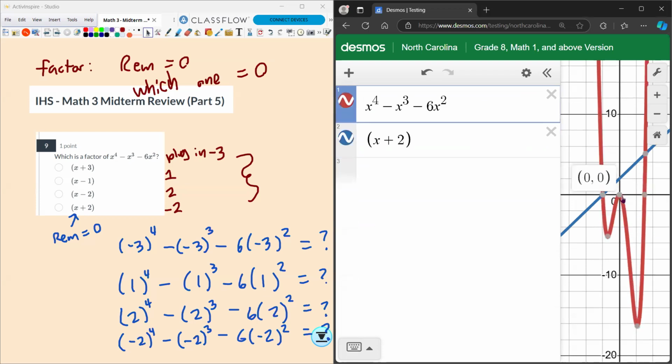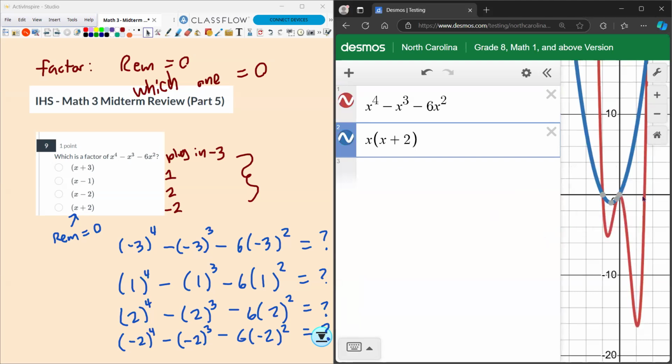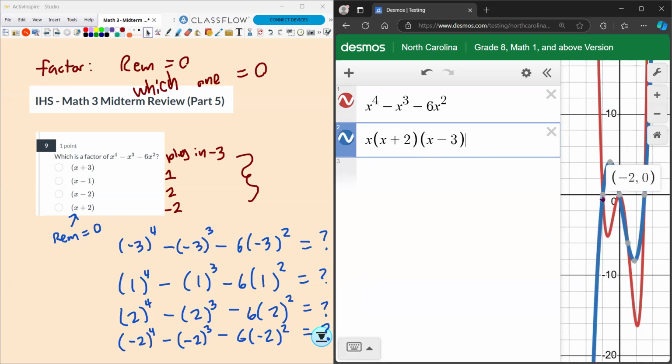When it crosses at 0, that factor is just x. I'm going to put an x out here. And then when it crosses at 3, my factor is going to be x minus 3. Now this one has additional things going on with it, but you can see that it crosses at -2, 0, and 3. So my factors are x, x plus 2, x minus 3.